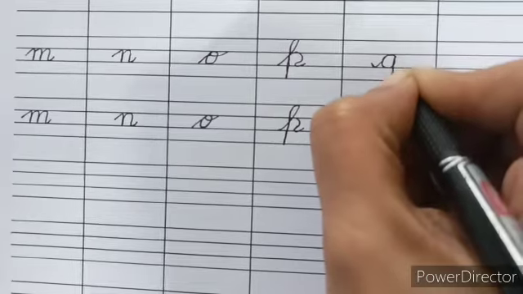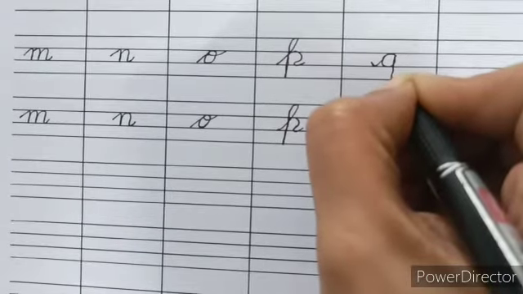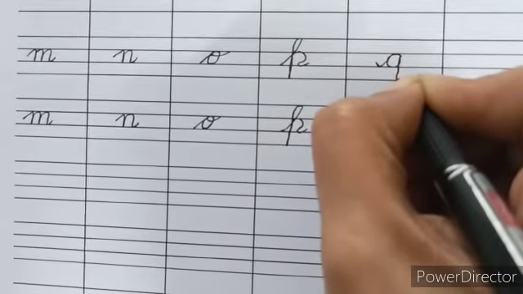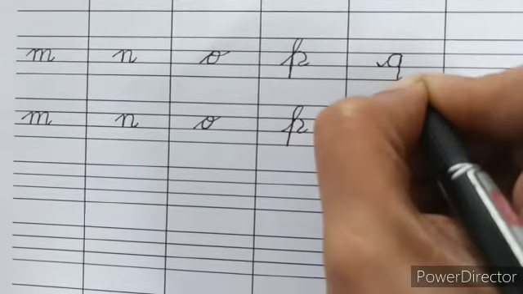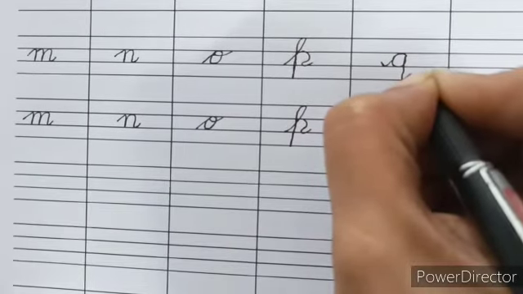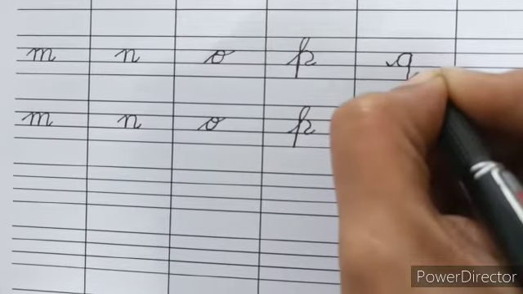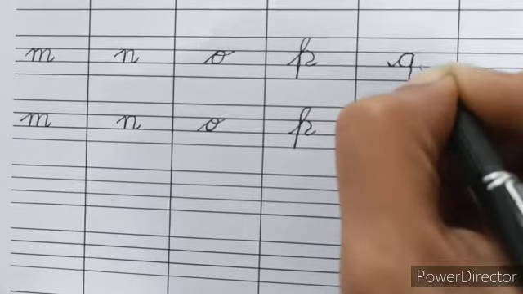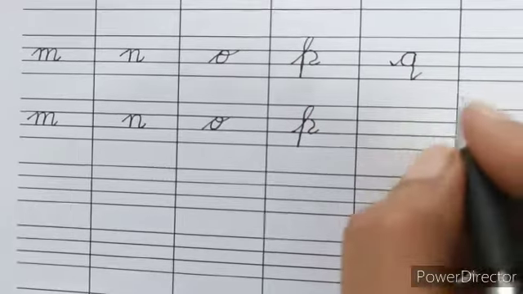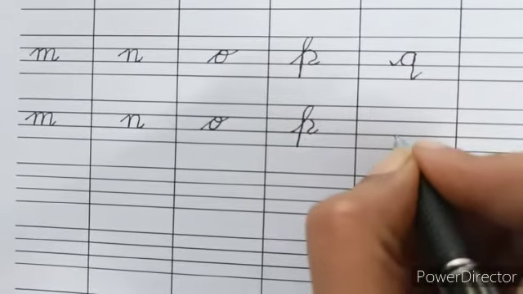Then we come down on the same vertical line which continues to touch the fourth line. Then we give a slanting line which touches in between the fourth and third line. This is Q. I'll show once again.